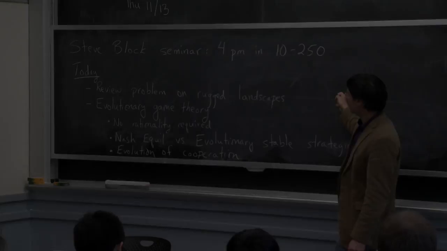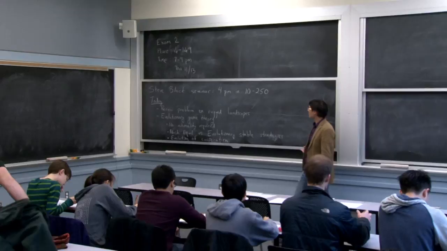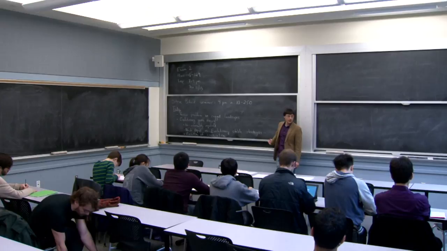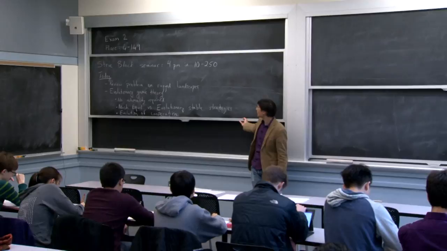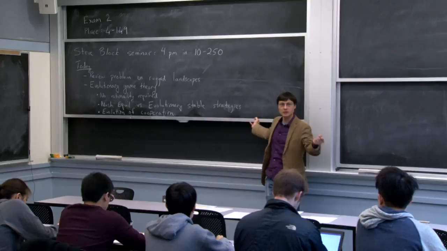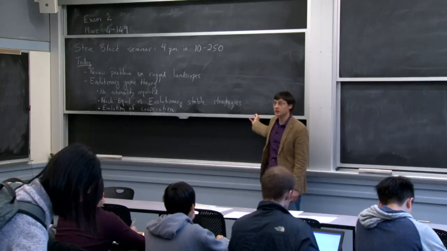All right, so today we're going to start with a short review problem on rugged landscapes, just so that you get some sense of the kind of thing that I would expect you to be able to do a week from today. And then we'll get into the core topic of the class, which is evolutionary game theory. We'll discuss why you don't need to invoke any notion of rationality, which is the traditional thing that we do when we're talking about game theory applied to human decision making. Then we'll try to understand the difference between what a Nash equilibrium is in game theory versus an evolutionarily stable strategy. And we'll say something about the evolution of cooperation and experiments that one can do with microbial populations in the laboratory.